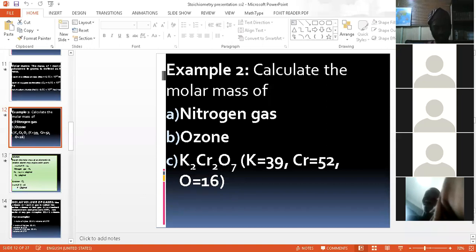Simple mathematics. 2 times what? 39 plus 2 times potassium is 39. So you have 2 atoms of that. 2 times 39 plus chromium is 52. That's 2 times 52 plus oxygen is 16. 7 times 16. Everything added together. So we give you the molar mass of K2Cr2O7.